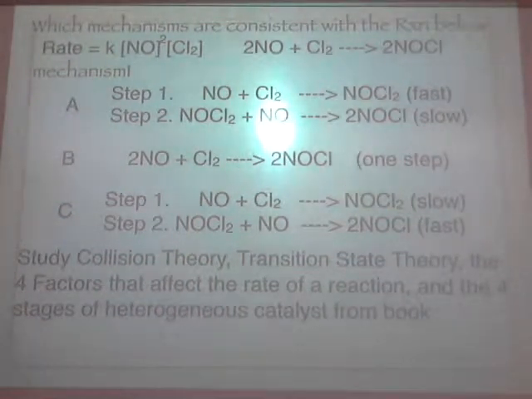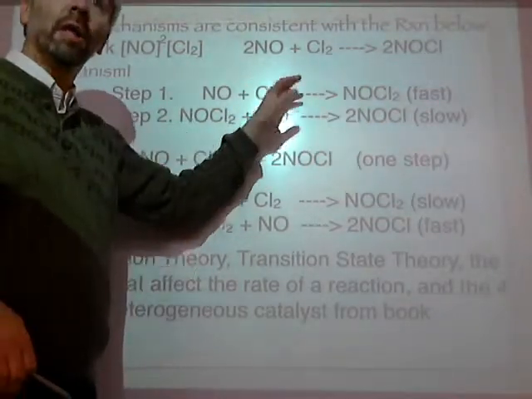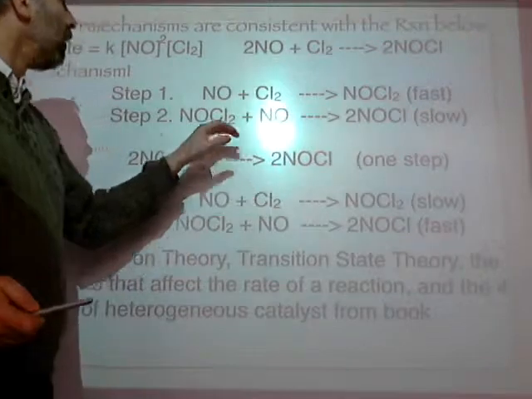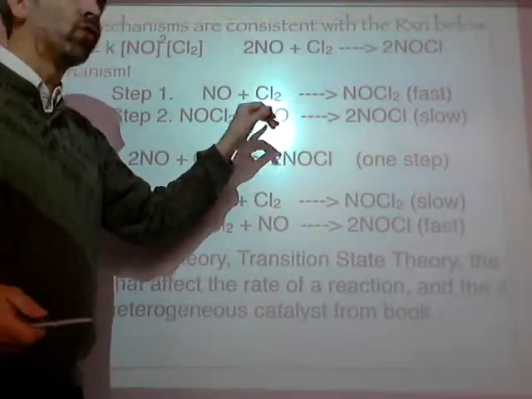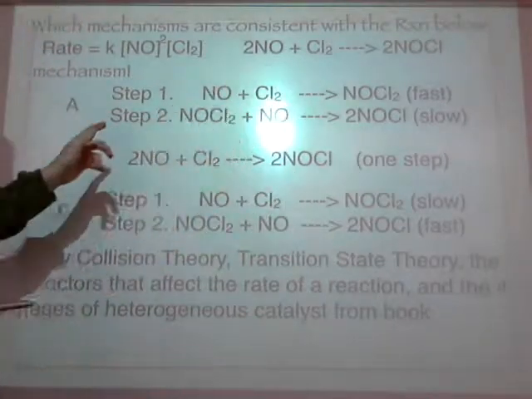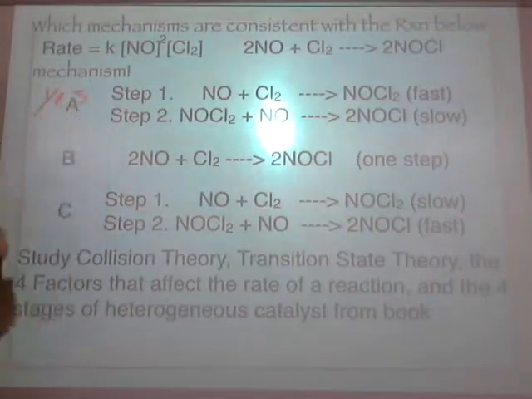Step 1 has, in a fast step, NO and Cl2 making this guy. So it's like using each of them one time, right? And then I have that guy being reacted with him. So it's like he was used twice, right? Is this consistent? Yes, it is. Very good. This guy is consistent. And that's all you'll have to write is just yes, or circle them or whatever on the test. How about this guy? Is he consistent? Yeah.